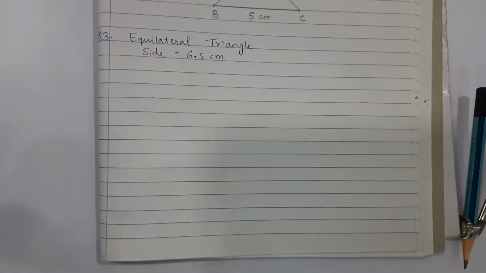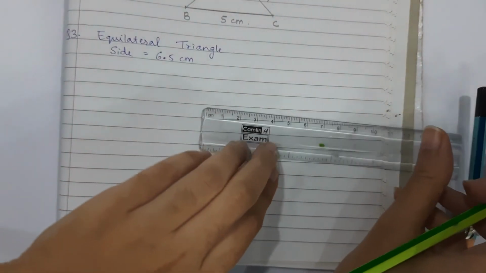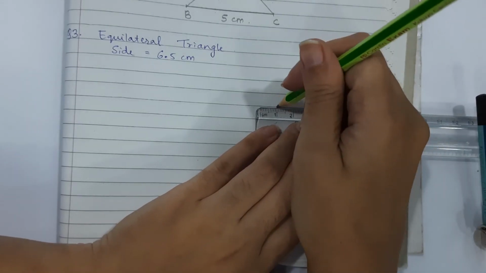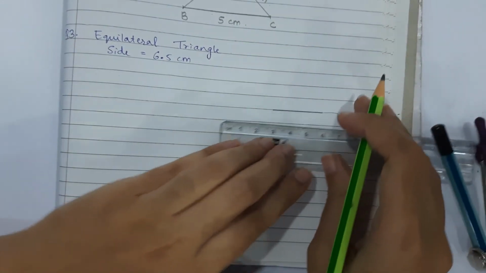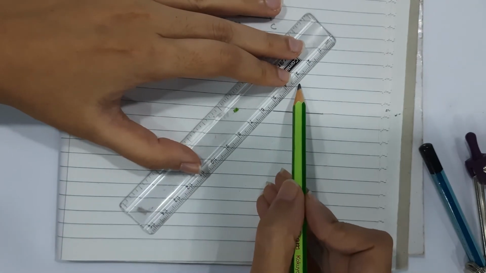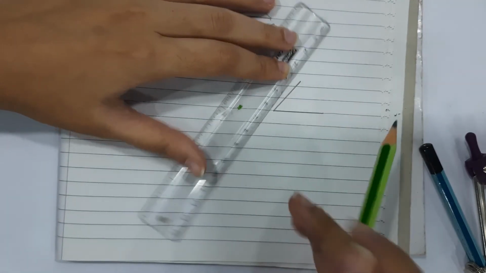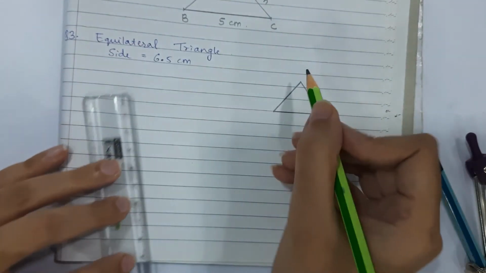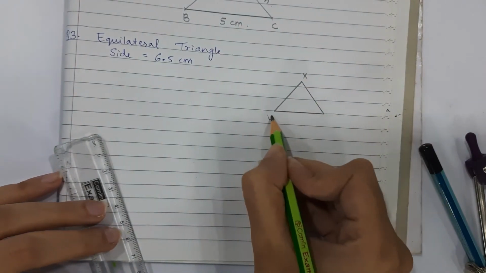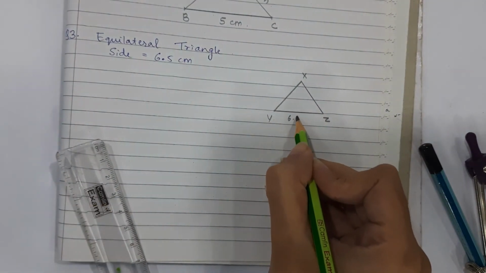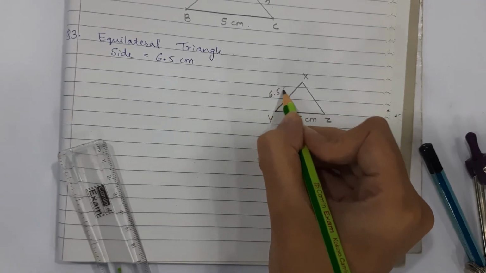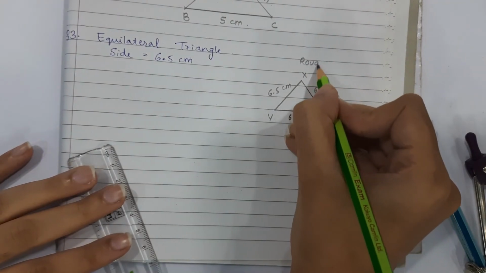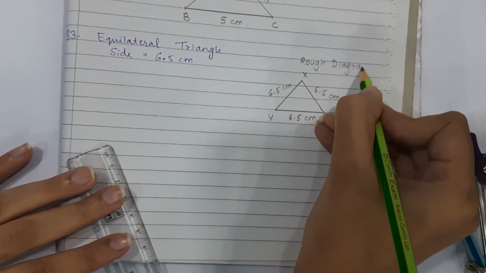Next question: draw an equilateral triangle with side 6.5 centimeters. Now equilateral triangle, from the name itself we can say that all the sides of the triangle are the same or equal. So again we are going to make a rough diagram of an equilateral triangle. Label the rough diagram. I have labeled it as triangle XYZ, and on all the three sides write down the same measure, that is 6.5 centimeters. This is our rough diagram.